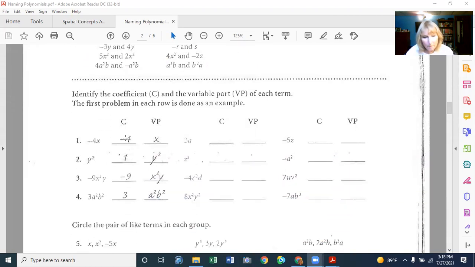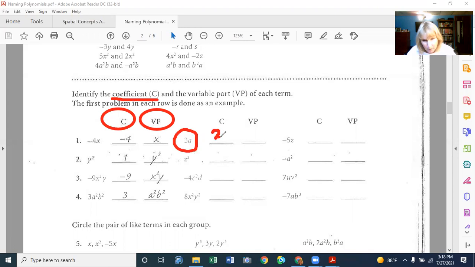We go to the first part here. You have to decide which one is the constant and which one is the variable part. Constant or the coefficient is another word for it. That's the fancy word, which they say right up here. Coefficient is the number that's directly in front of the variable part. So if we look at 3a here, the coefficient or the constant is 3, and the variable part is a. In the next row, -5 is the constant part, and the variable part is z.